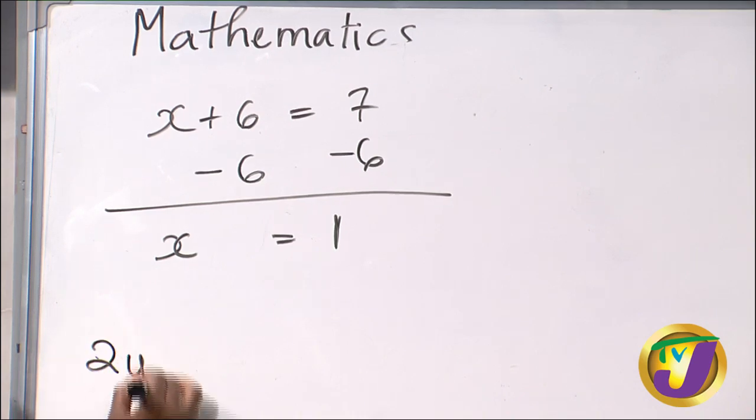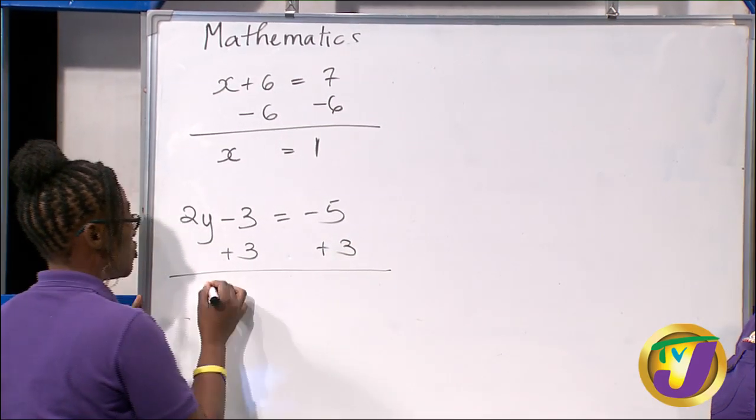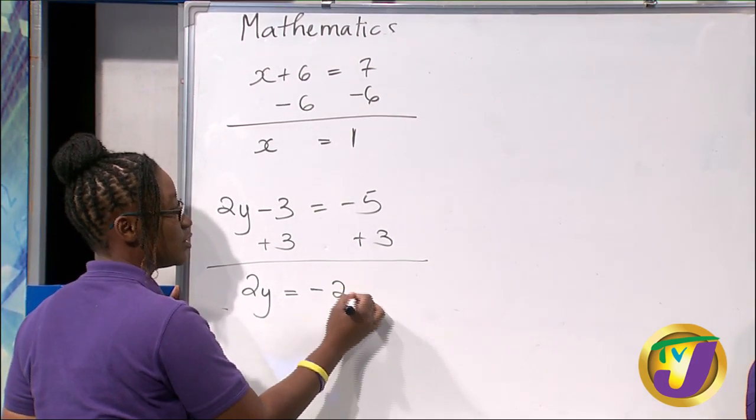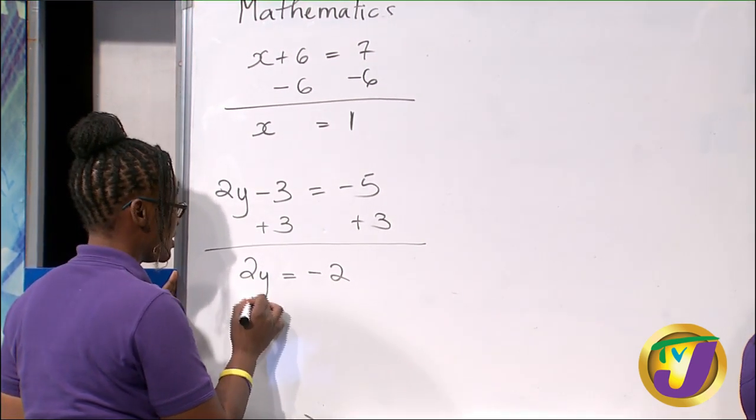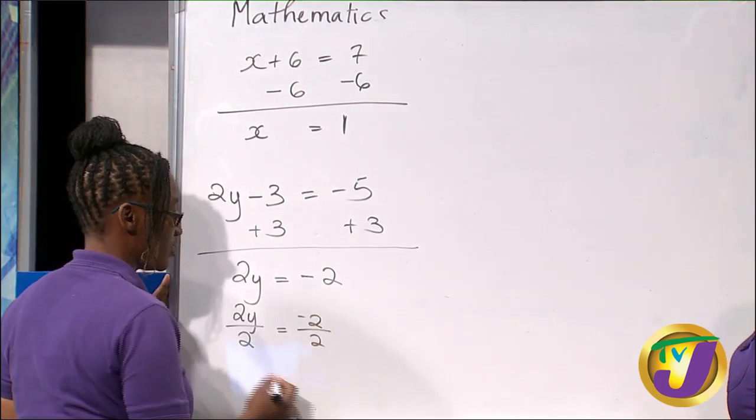All right, and then we had 2y minus 3 being equal to -5. We're coming up on a break, so we're just going to finish this part of the question, and then we take our final break. So here, again, inverse operations. We're going to be adding 3 to both sides. So now we have 2y being equal to -2. And here, the inverse of multiplying by 2 is dividing by 2. And of course, I must do this on both sides.